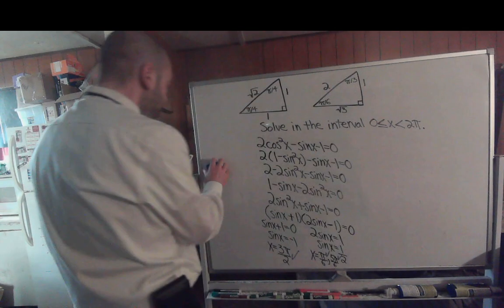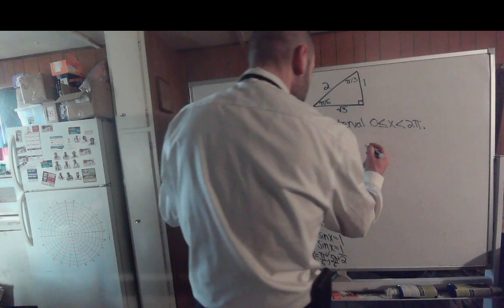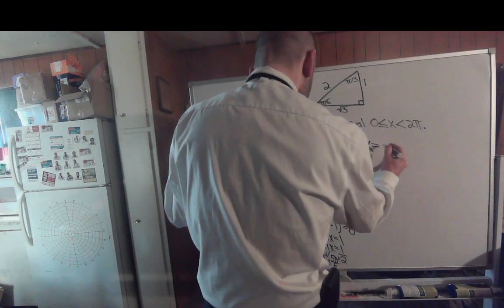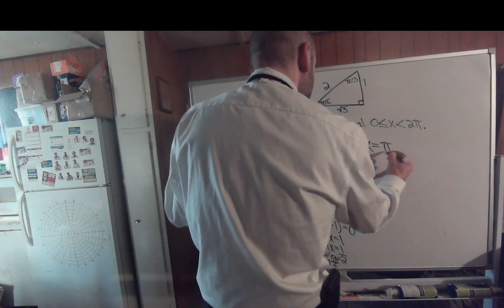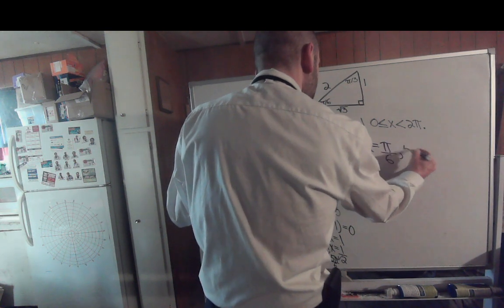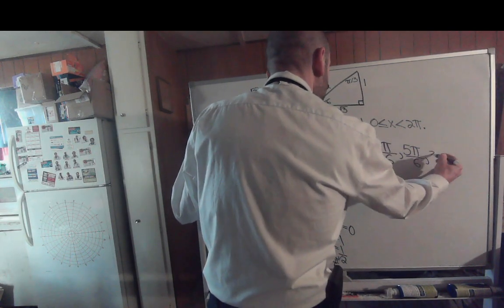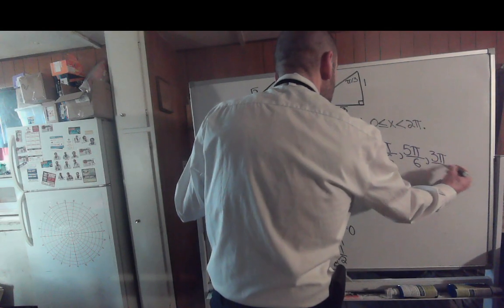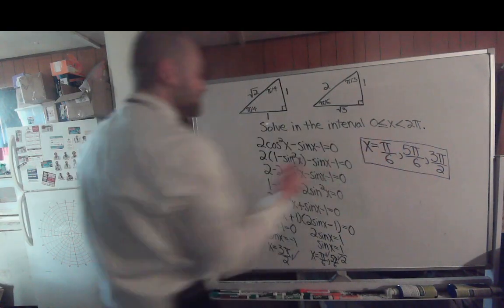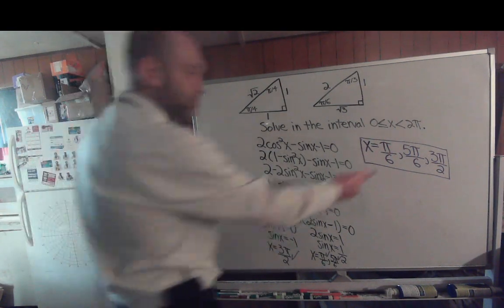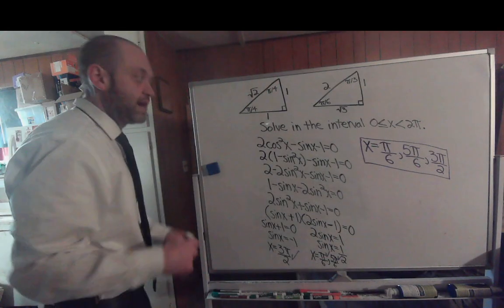So let's go ahead now and write our answer. So x equals pi over 6, 5 pi over 6, and 3 pi over 2. So these are the 3 solutions we would get for x. X equals pi over 6, 5 pi over 6, and then 3 pi over 2.